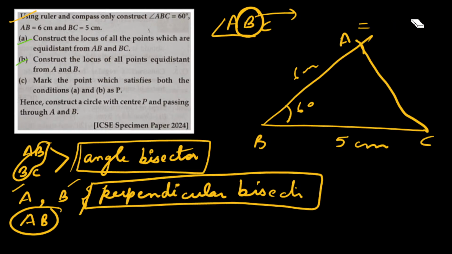Now what is the second part? You can see the question also on my screen. Construct the locus of the points which are equidistant from AB and BC. So equidistance from two sides I told you angle bisector we have to draw. So angle bisector of angle B I am just going to draw.